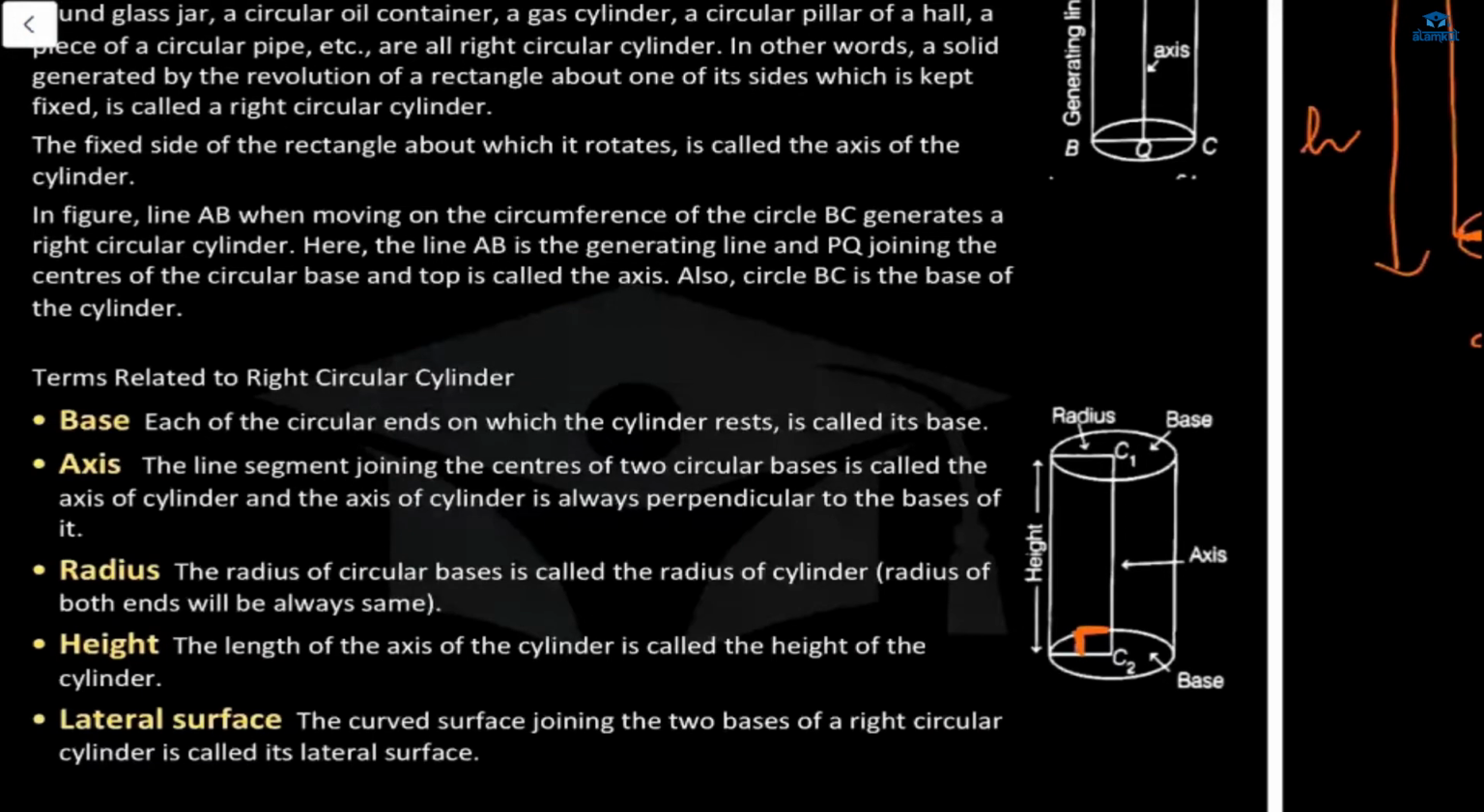Now, what is the radius? The radius of the whole cylinder means the circular base you will be taking, and that is represented by R. Height is the height of the complete cylinder, and lateral surface area means just the curved surface area.